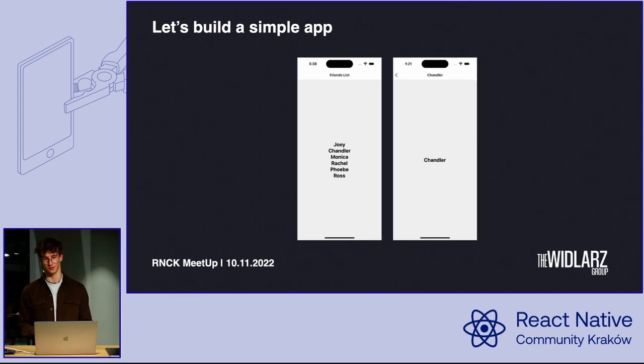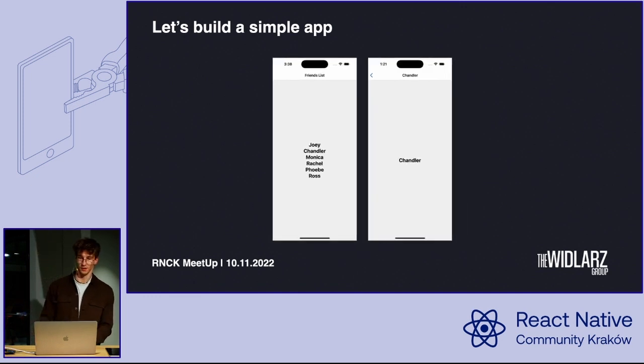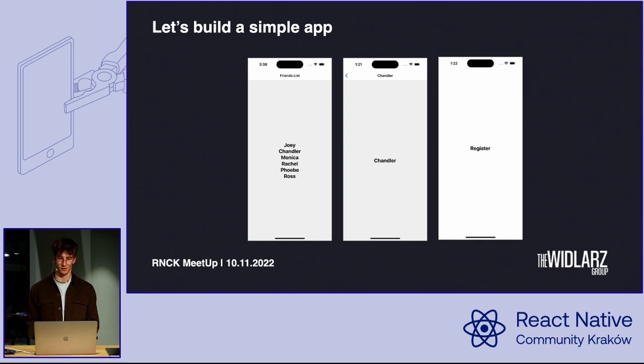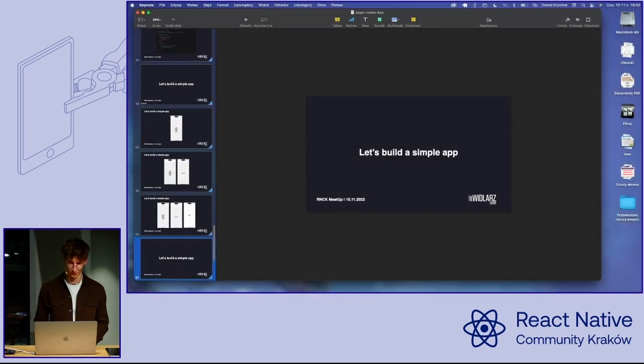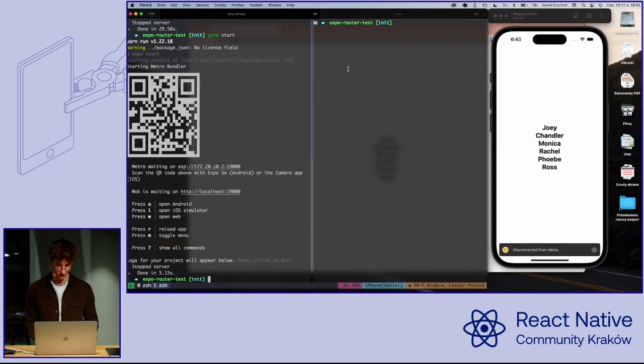open the friend's details screen. And basically, we also want to have some kind of authorization system, like the app is going to check whether the user is authorized or not. If he or she is not authorized, we are going to show the registration flow. Otherwise, we're going to show the main part of the application.